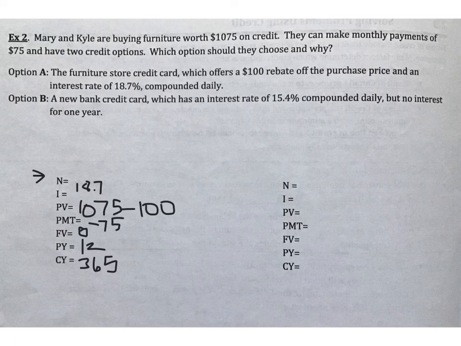Okay. And then likewise for the bank credit card, so they have another option of using a credit card instead. So it's got a little bit of a lower interest rate, so they may want to consider that. The key is, though, that this one's a little bit of a trick question. It says there's no interest for the first year. So that first year of making payments, they have no interest on it. So we're not going to use the solver for the first year. We're going to use the solver for after that first year is up.